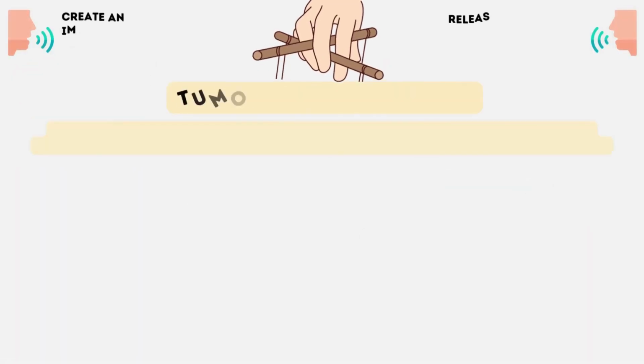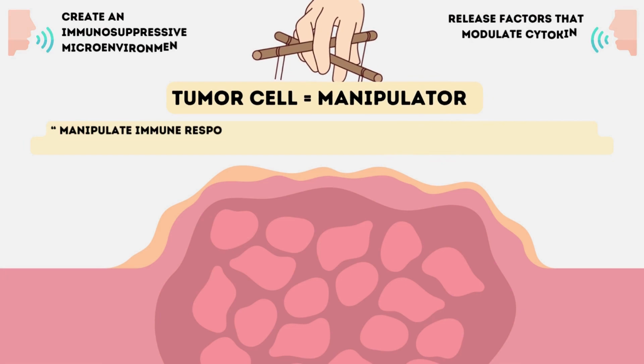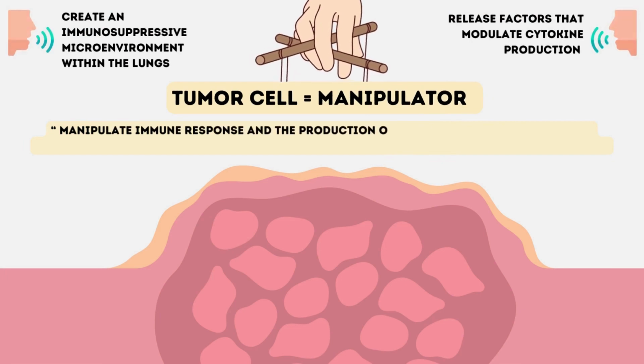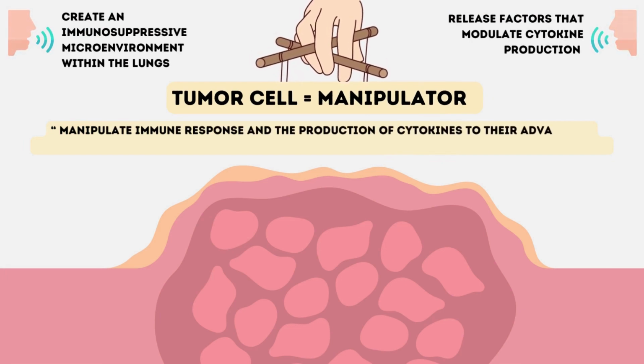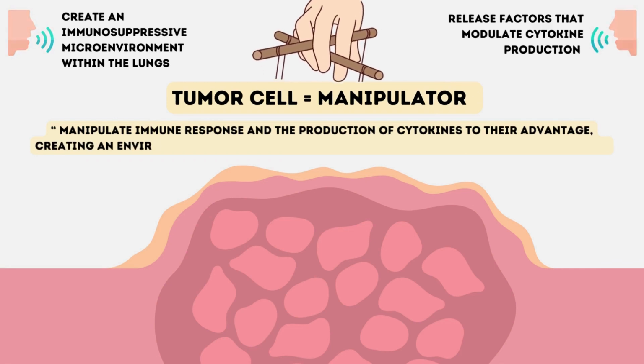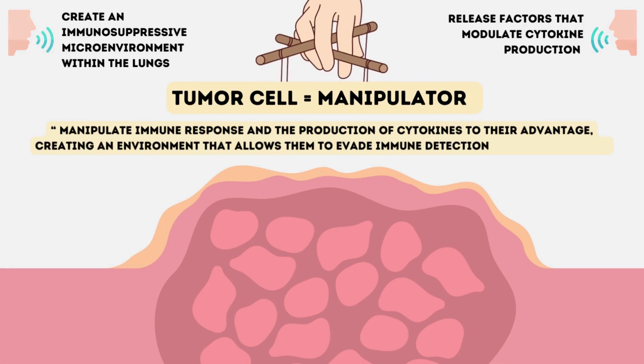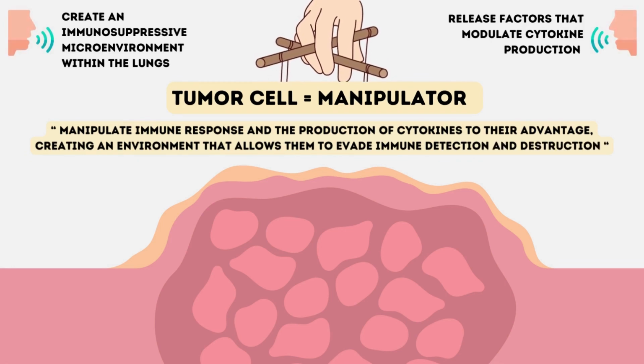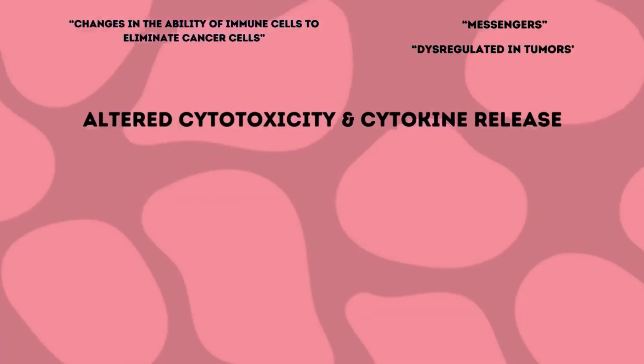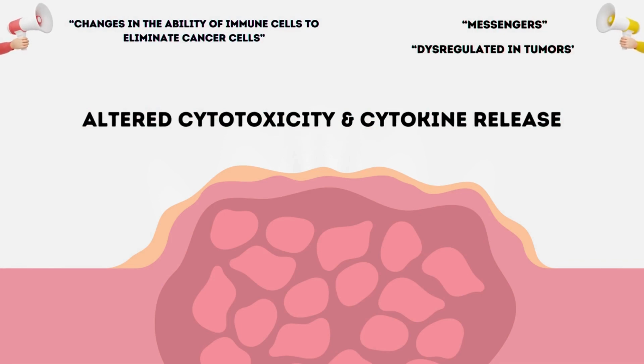Before we go any further, we need to bear in mind that a tumor cell is what we call a manipulator. It manipulates the immune response and the production of cytokines to its advantage, creating an environment known as an immunosuppressive microenvironment that allows it to evade immune detection and destruction. So, a tumor cell will release factors that modulate cytokine production and cause altered cytotoxicity and cytokine release.